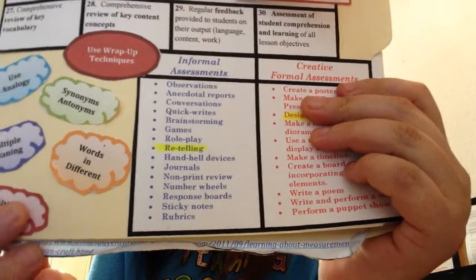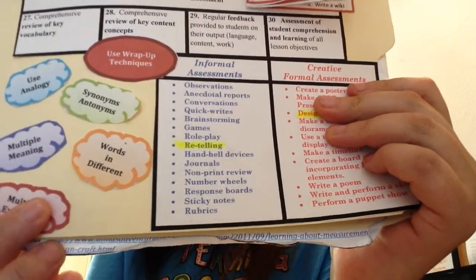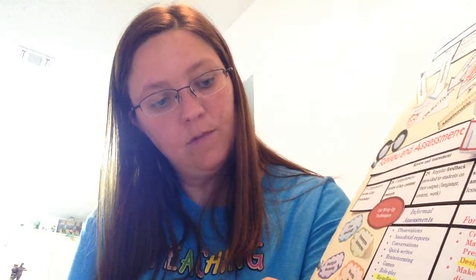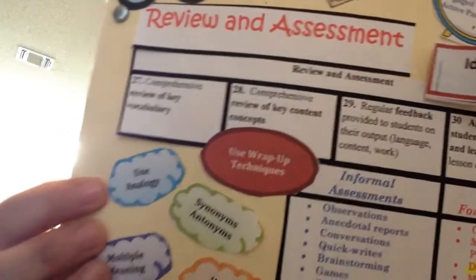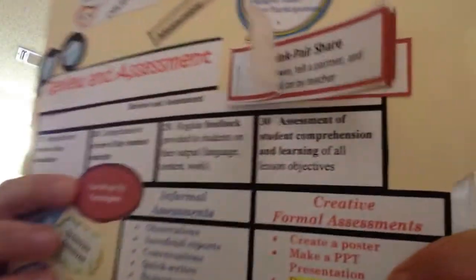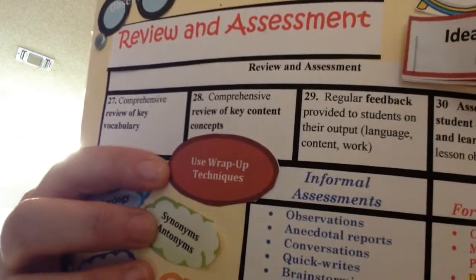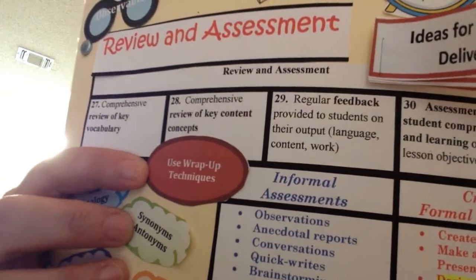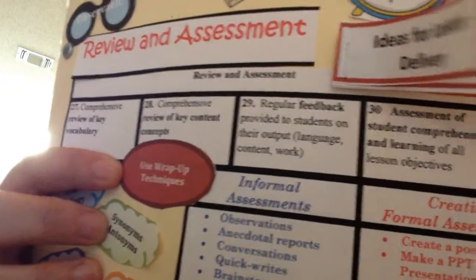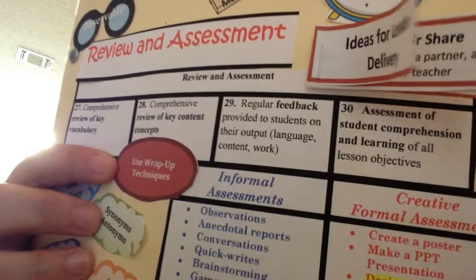Alright, so we've got clouds right here, and those clouds represent how I could review key vocabulary, like using synonyms and antonyms, using an analogy. Okay, then we go to this oval, and it reminds me to use wrap-up techniques such as exit tickets, or talk to your partner, or writing in a journal.